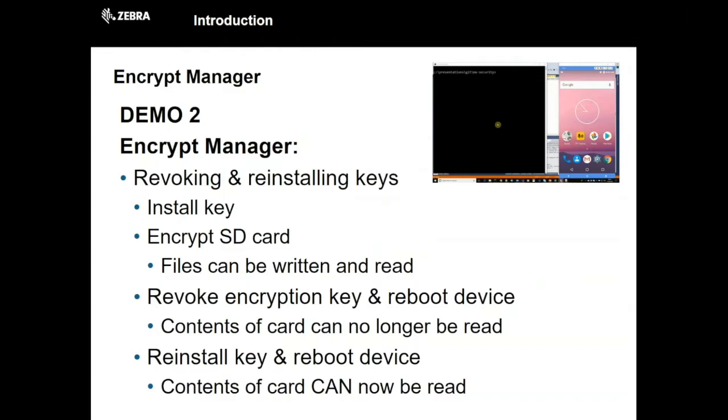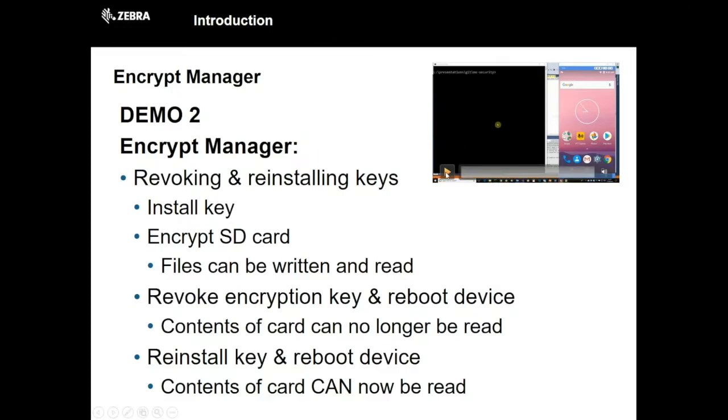So we'll install the key as before. Encrypt the SD card, again, files can be written or read, and then by revoking the encryption key, we'll just demonstrate that the contents of the card can no longer be read because that key is no longer present on the device.